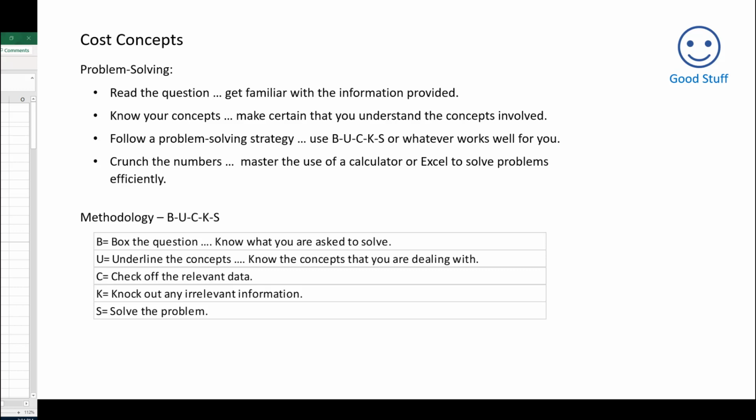For these problem-solving videos, the Excel illustrations presented can be found in the chapter modules on Canvas. Let's look at a comprehensive problem focused on understanding the basic cost concepts. Remember, always get familiar with the information provided by carefully reading the problem. Only after understanding the question can you begin crunching numbers.